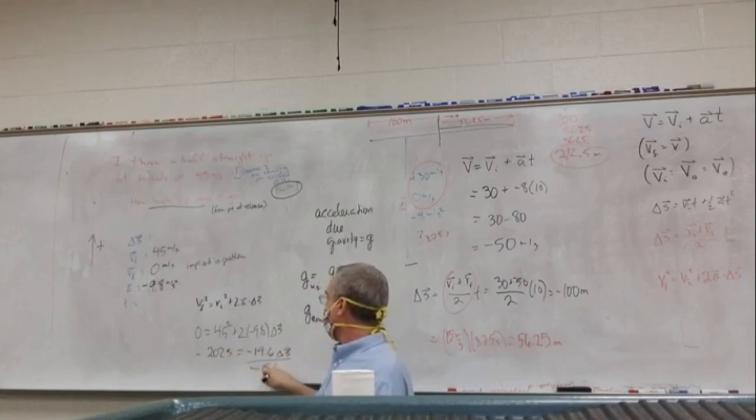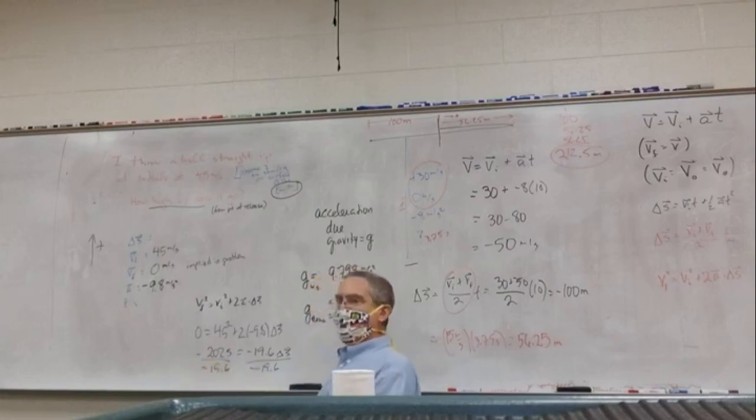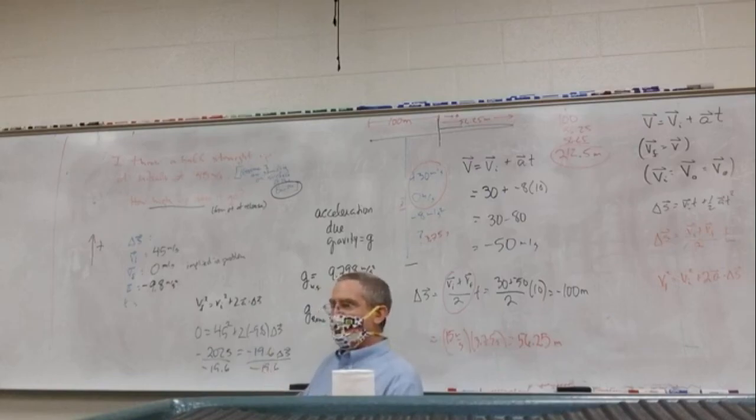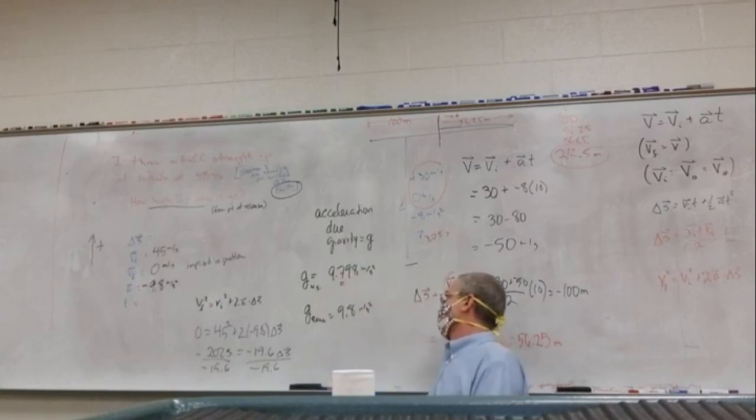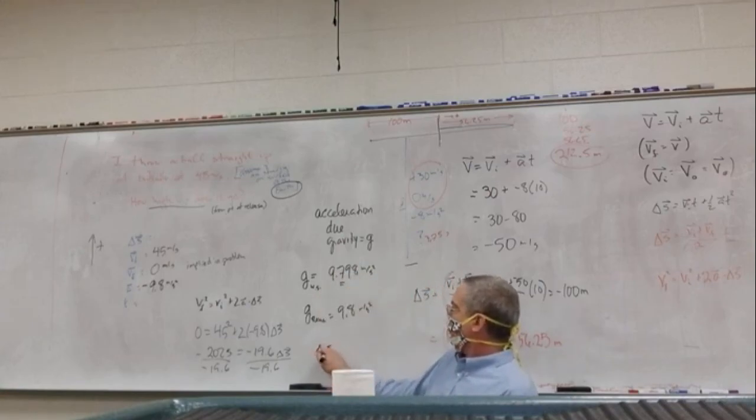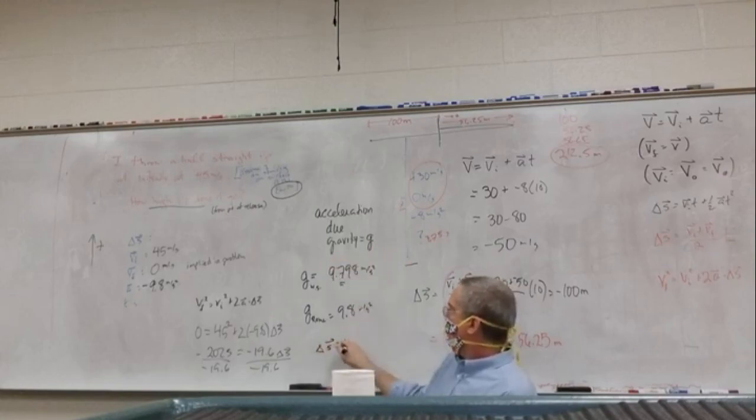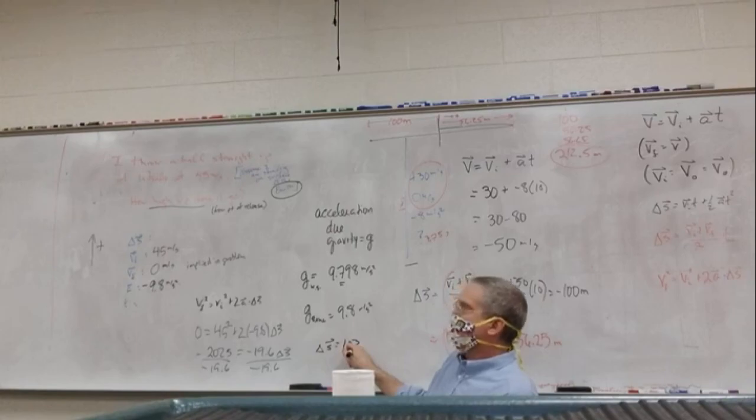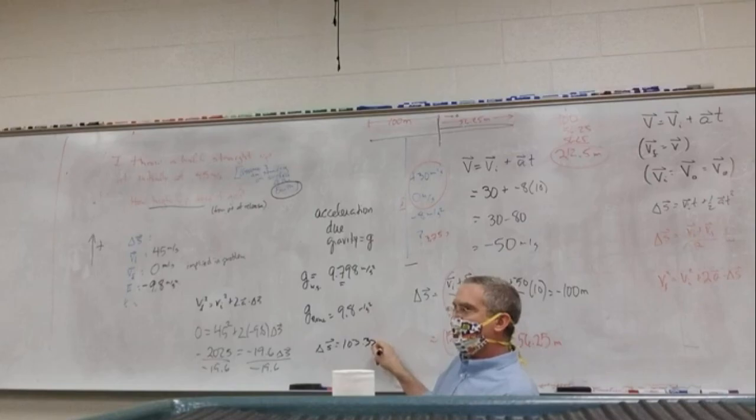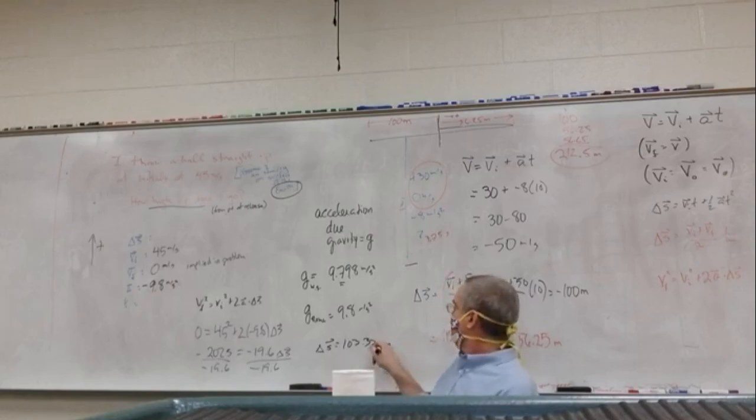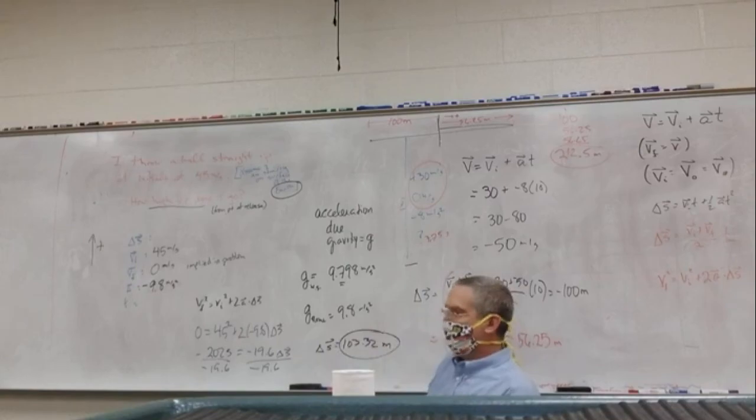Divide by negative 19.6. I am keeping track of the negative signs because if I end up with a negative answer for my displacement, then something has gone wrong. Treat the minus signs as the canary in the coal mine. So I end up with delta s being 103. How many decimal places do we need? Two. 103.32 meters. Thank you. And that's the answer.